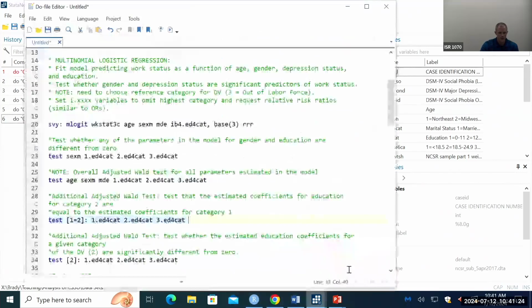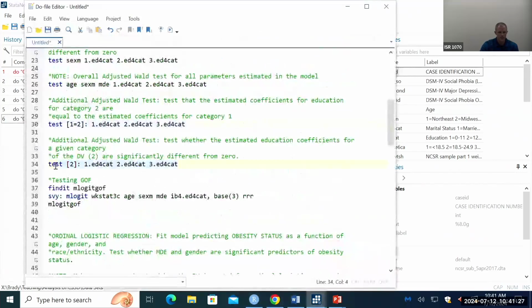Another variation of that Wald test: give me a Wald test for the effect of a particular predictor in just one of the logits. So not across all the logits, but just one in particular. This second test here is saying, does education matter when you're predicting the odds of being unemployed relative to not in the labor force? We're getting that by using 2 in square brackets. That's referring to the second logit function in this particular case, which is 2 versus 3. So we can go ahead and run that.